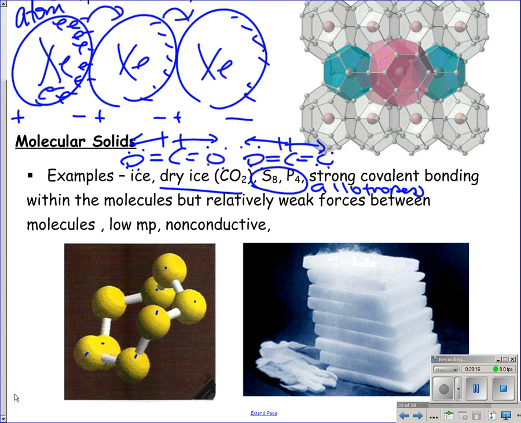Phosphorus is another one of those things that they're actually atoms, but they come together in a structure that we call an allotrope of phosphorus. It can do the same thing. What kind of forces would they be experiencing with themselves?